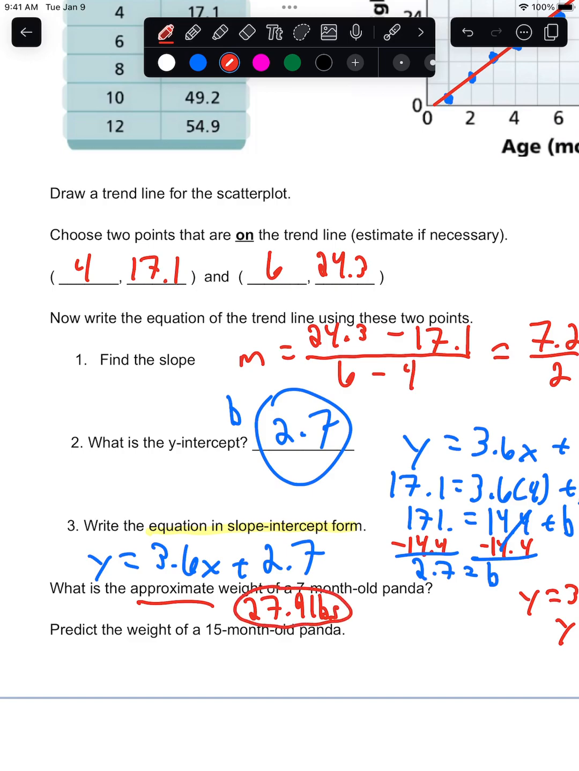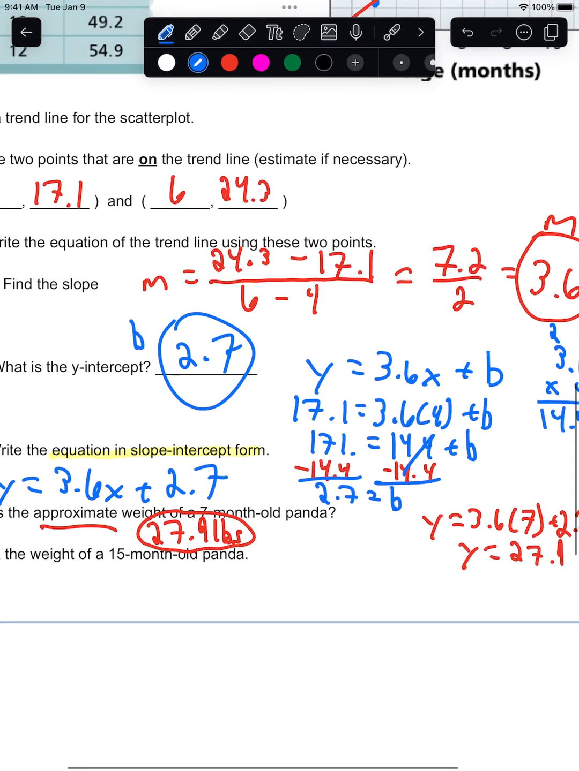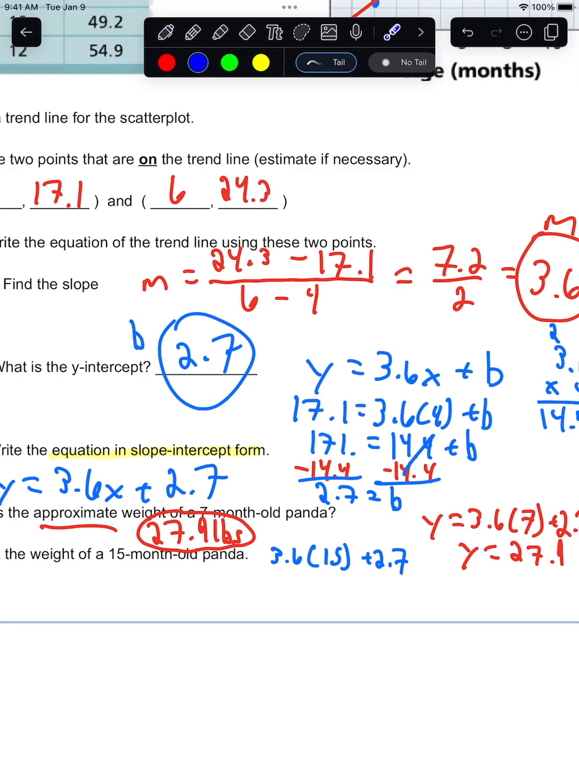Well, what about a 15-month-old panda? Same idea, except now I'm going to do 3.6 times 15 plus 2.7. If you put that into Desmos just like it looks, then you should come out with 56.7. So that means it should weigh approximately 56.7 pounds.